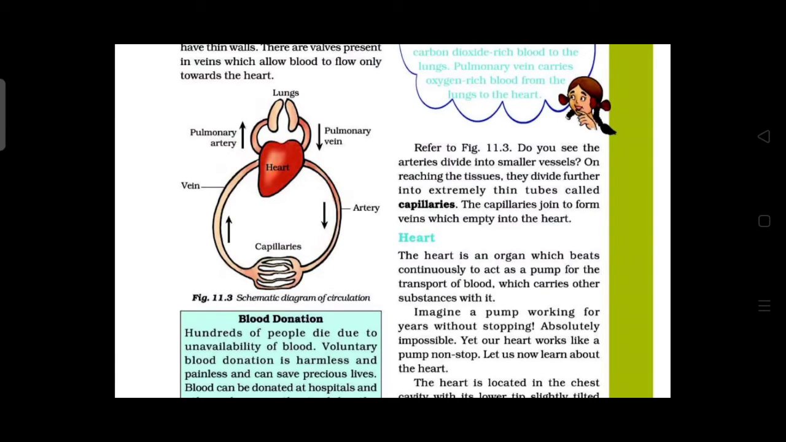On reaching the tissue, they divide further into extremely thin tubes called what? Capillaries. See, there are many tubes in the capillaries, right? They go back through the capillaries. The capillaries join to form what? Veins, which empty into the heart. Okay?